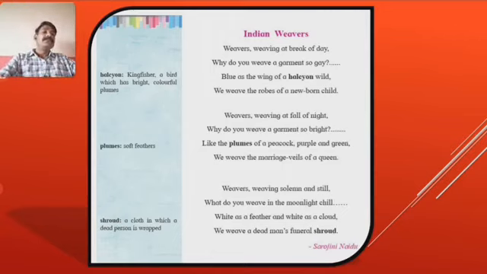Weavers weaving, solemn and still, why do you weave in the moonlight chill? White as a feather and white as a cloud, we weave a dead man's funeral shroud.